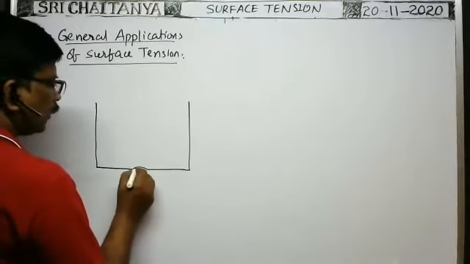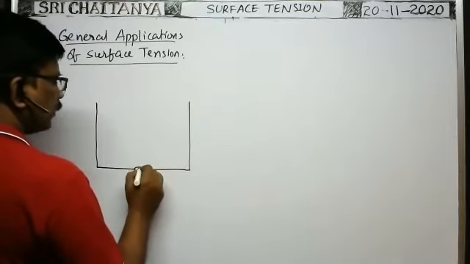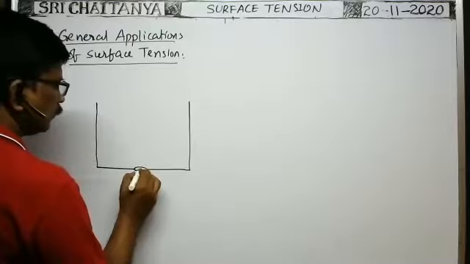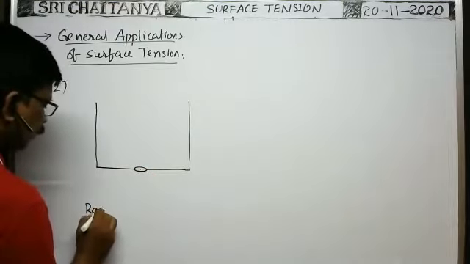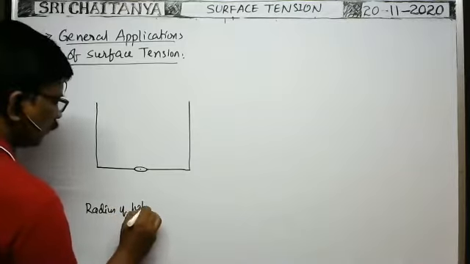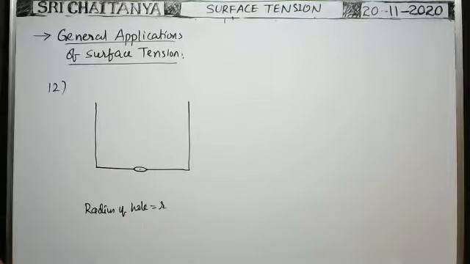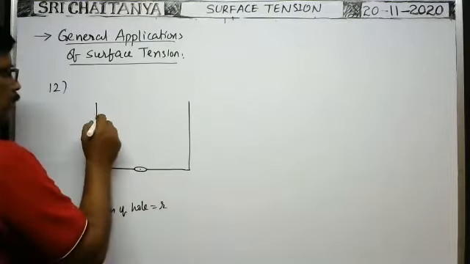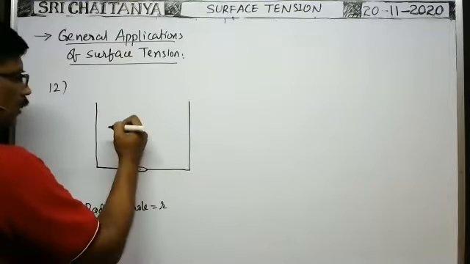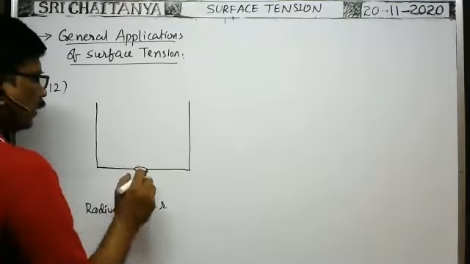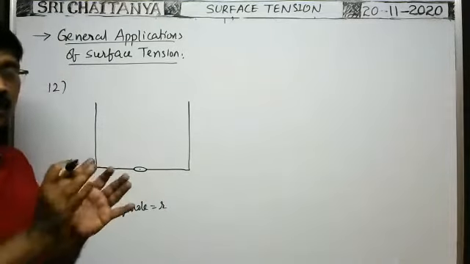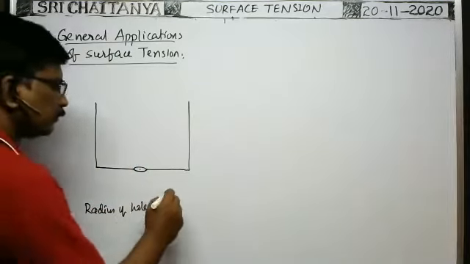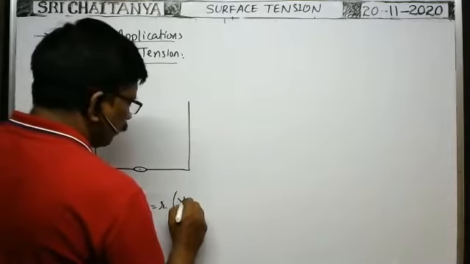The radius of the small hole is equal to small r. Now you fill the beaker with water. Slowly the water level gradually increases. At first it is a fine hole, not a hole having more radius. It is a very small radius, of the order of the radius of the hole.